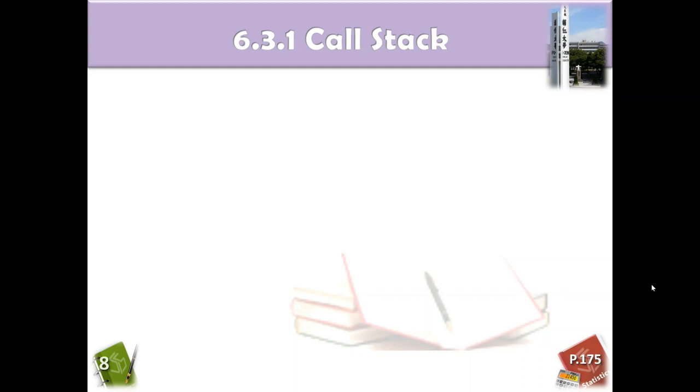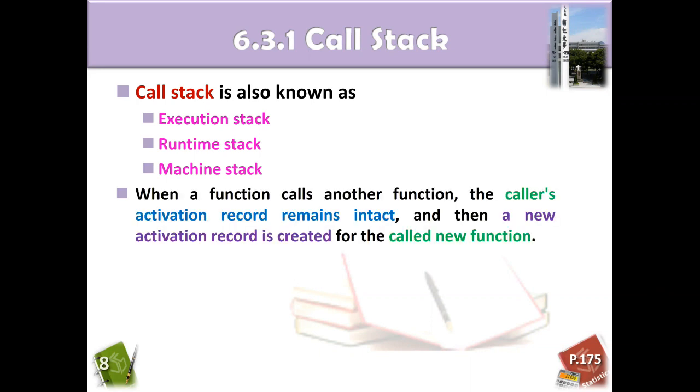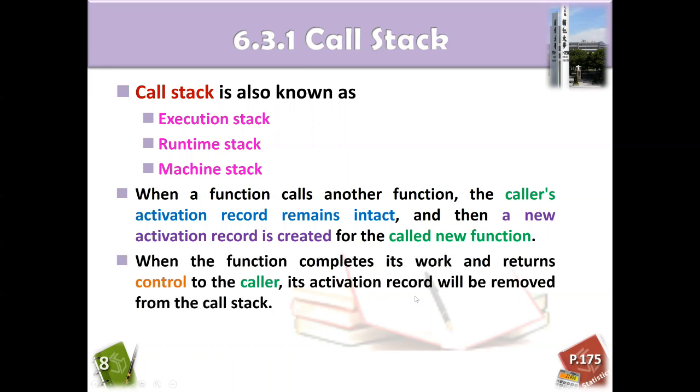Now we will talk about what is call stack. Call stack is also known as execution stack, runtime stack, or machine stack. When a function calls another function, the caller's activation record remains intact, and a new activation record is created for the called function. When the function completes its work and returns control to the caller, its activation record will be removed from the call stack.